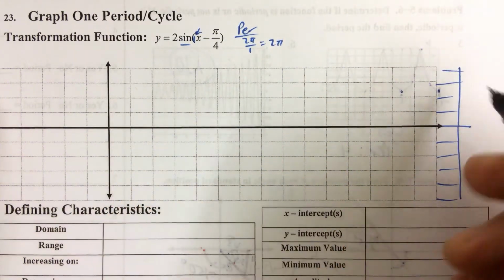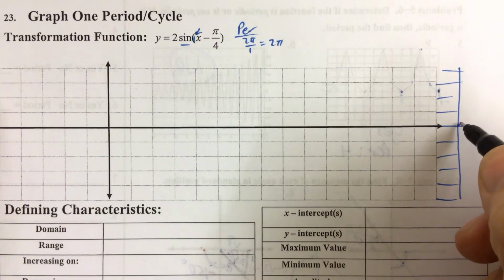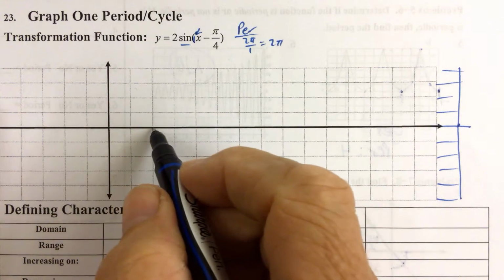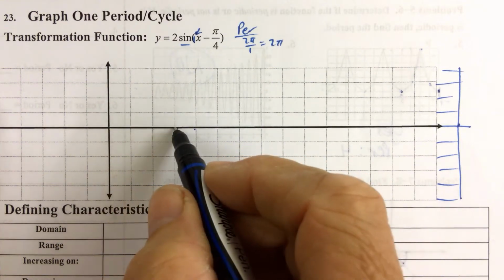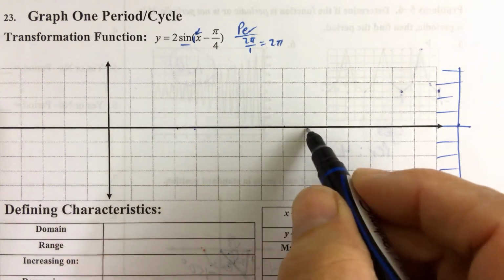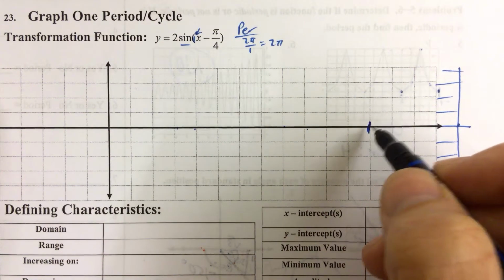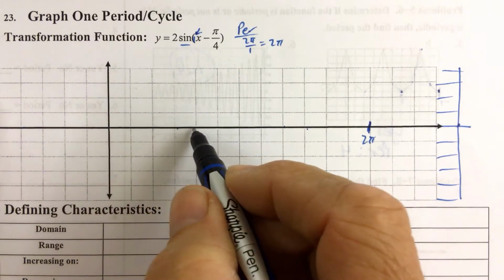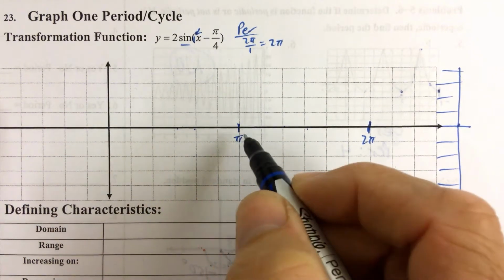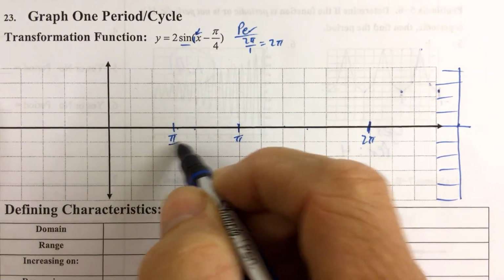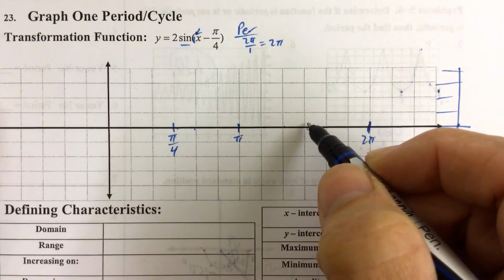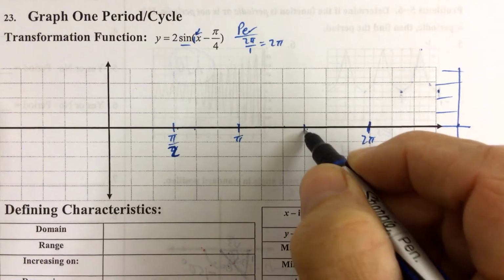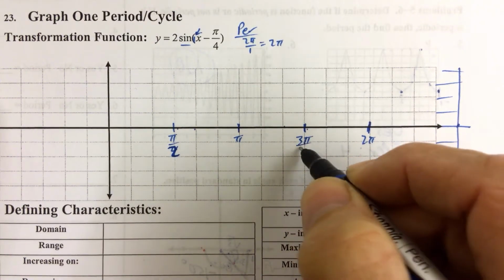So I'm going to go over 16, and I know I'm going to have to go pi over 4 to the right. So I'm going to go over to 12. 1, 2, 3, 4, 5, 6, 7, 8, 9, 10, 11, 12. So that's going to be my 2 pi. And then 6, 1, 2, 3, 4, 5, 6 would be pi. And then pi over 2. And then we have 3 pi over 2.